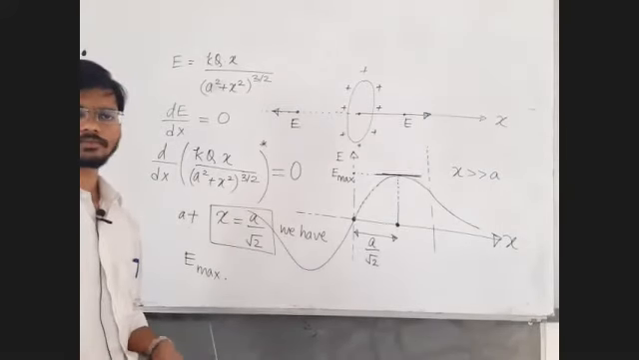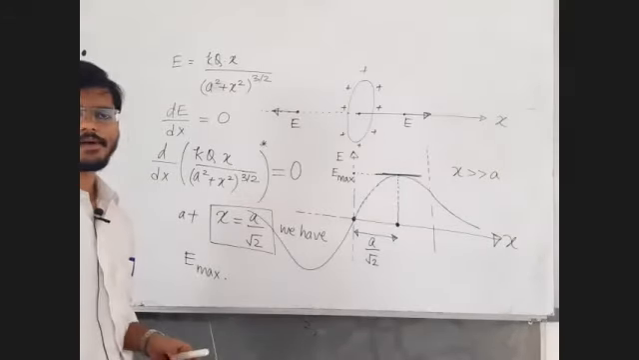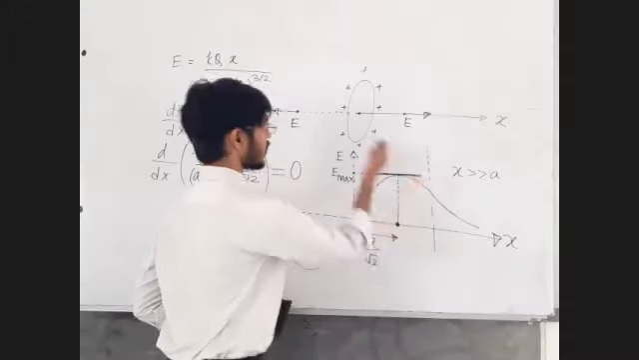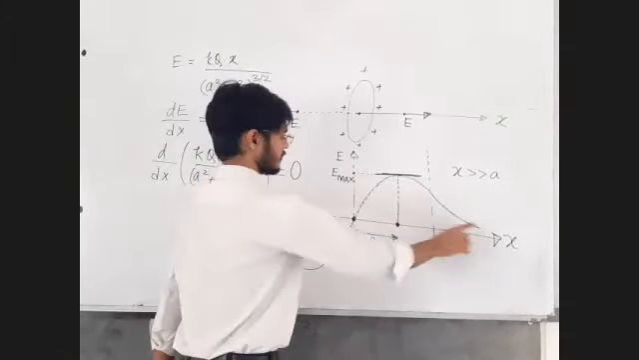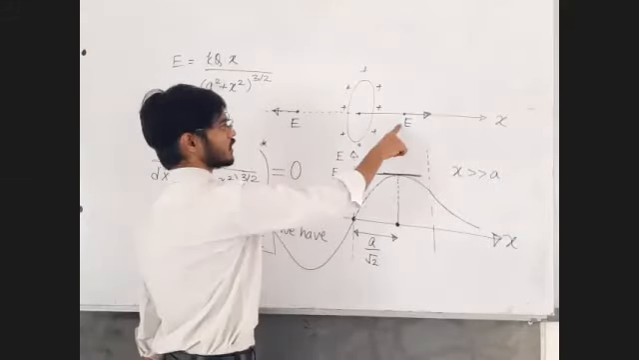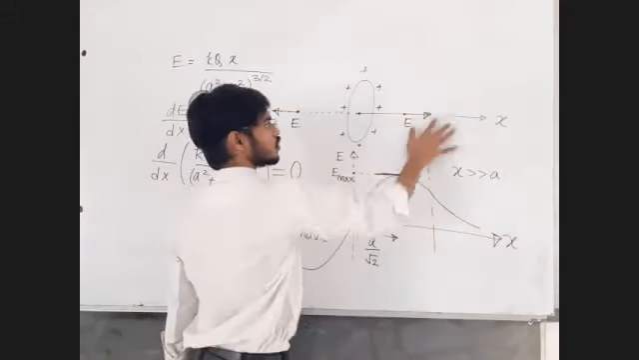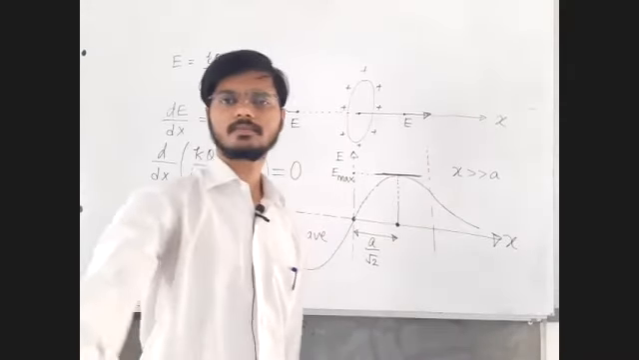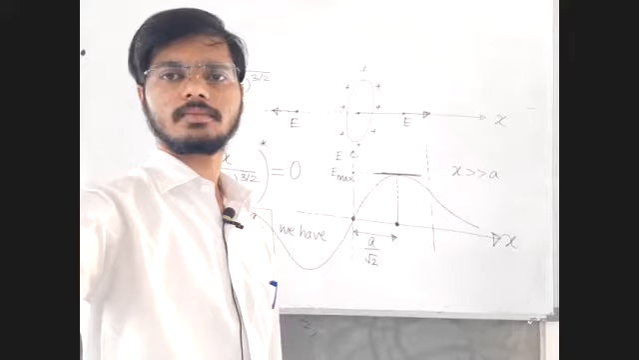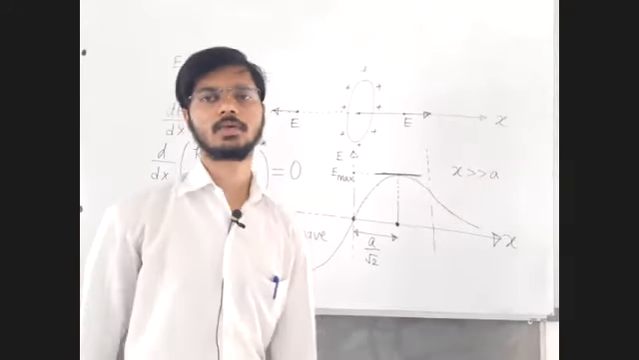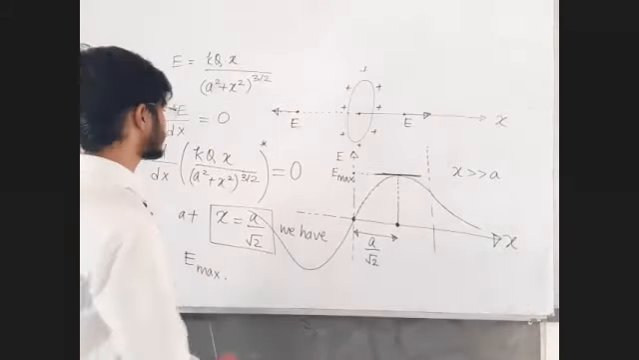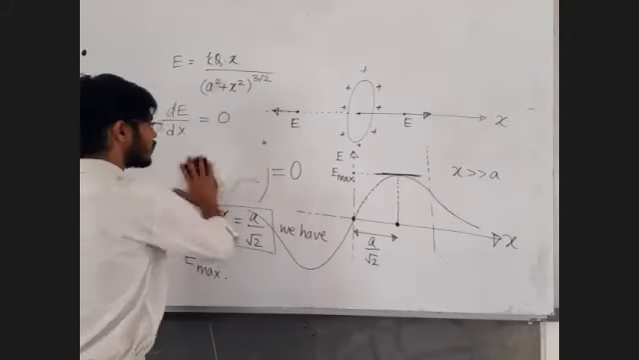Clear? Why did I keep the nature the same? Same x values are going to repeat here. The nature of the graph will remain the same, but only the direction of electric field is away from the positive charge. In this region it is going to be rightward, in this region it is going to be leftward. Is that clear? Yes, okay, fine. So this will complete the analysis of electric field due to the charged ring.